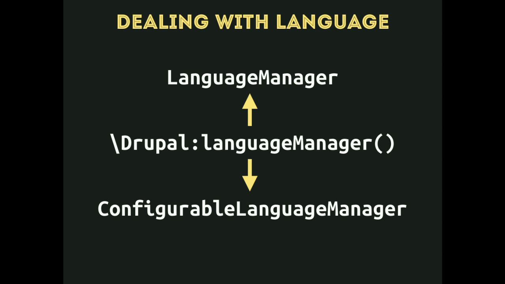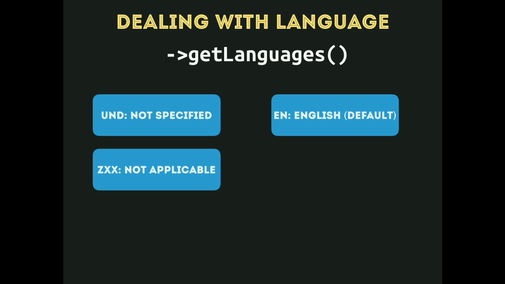So this language manager is a service that has methods that you can call. So getLanguages is the method to get all the languages on the site. And if you do not have configurable languages, then these are the three languages that are available. So even if you do not have language module enabled, Drupal knows about three languages. One is UND, not specified. The other is ZXX, not applicable. So we have these two languages because people were confused about UND, so we duplicated it. So you are more confused now.